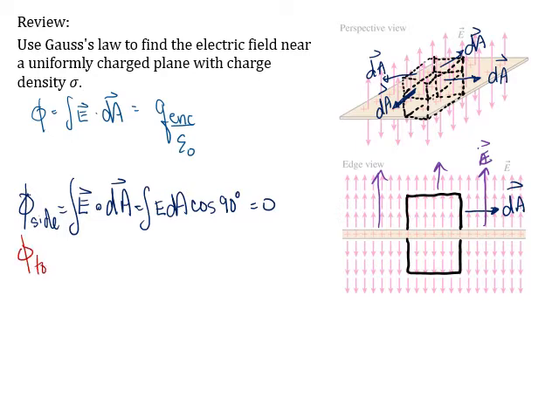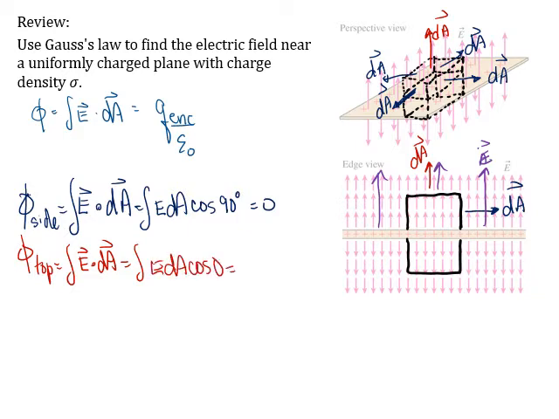Flux through the top is the integral of E dot dA. Let's get the angle on the top. I'll do it on my 3D picture first. We see that dA sticks straight up on the top. So those two guys are parallel. The angle between them is 0. Integral of E dot dA is E times dA times cosine 0. Cosine of 0 is 1.